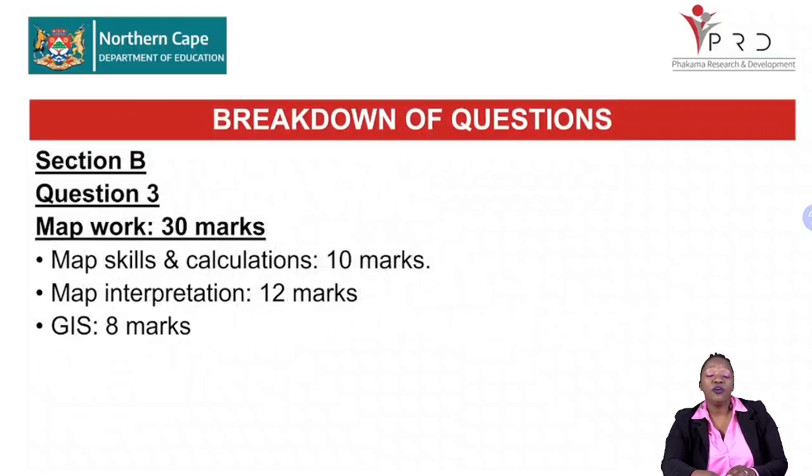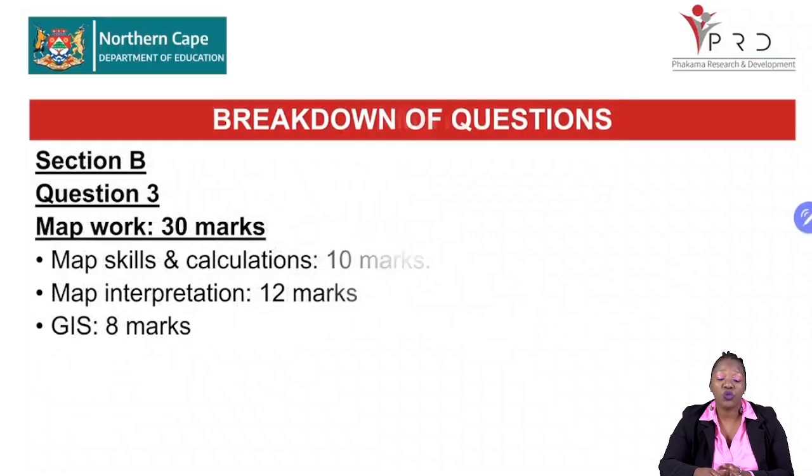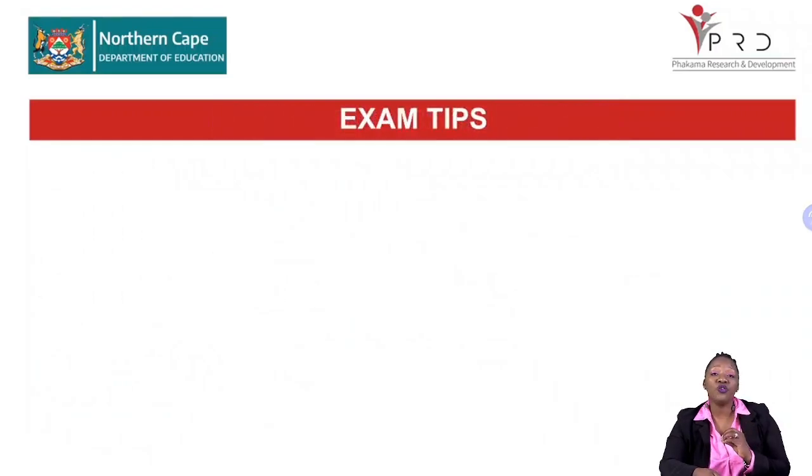And then lastly, you will be doing your GIS. GIS is 8 marks. Remember, you need to know the concept. Then after understanding the concept, you will be able to apply them in the questions. So the focus today is on question 2, which is your economic geography. Let us go through the examination tips now.